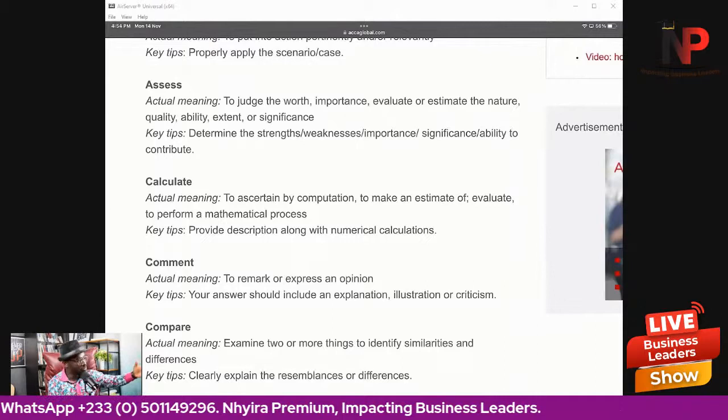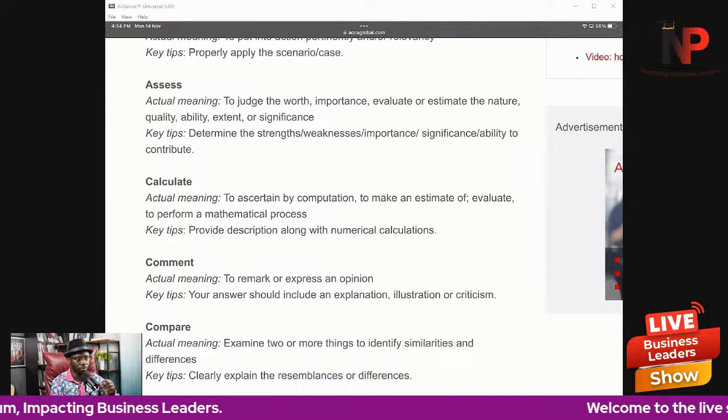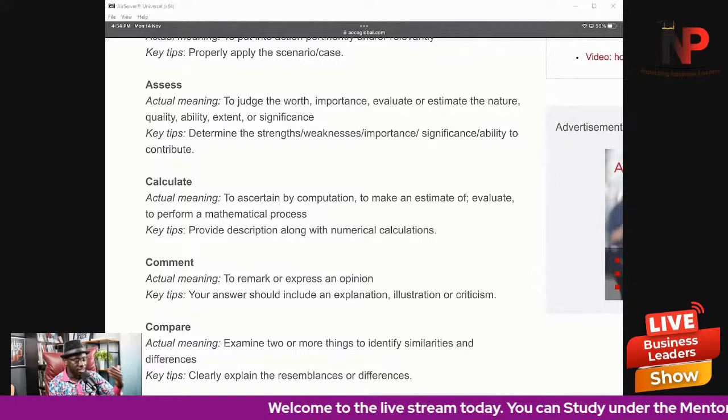I see some of you guys joining. You are welcome. We are looking at the key verbs used by the examiner in the exam hall and how we can answer questions in the exam hall when these verbs are given to us or provided to us.